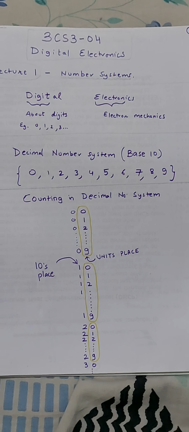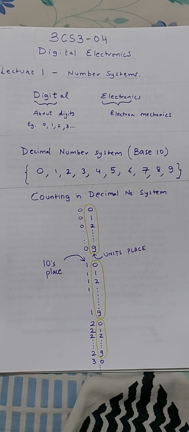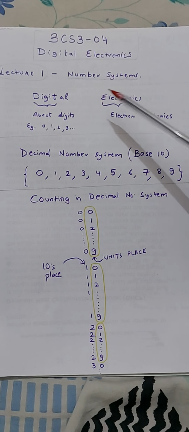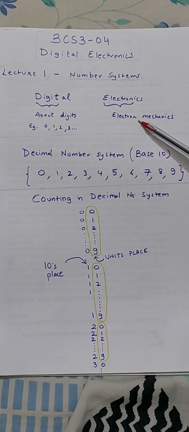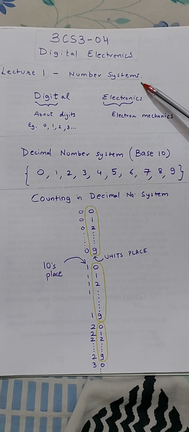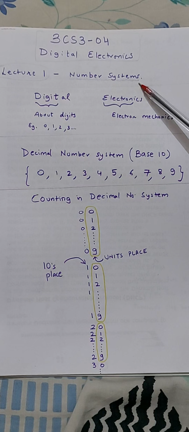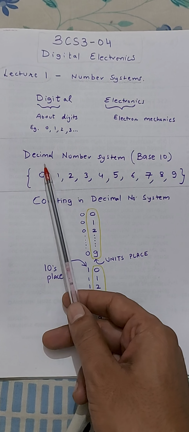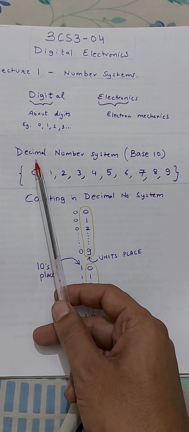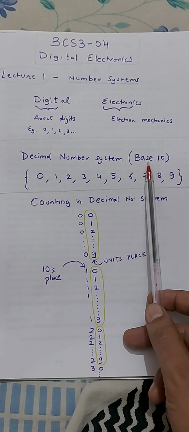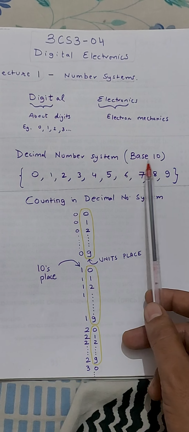So by now you must have learned that we have digits being used to represent electronics, so we need to study number systems, and that's where our unit 1 begins. So in number systems we have been dealing with decimal number systems in our daily lives. So that is base 10 system.